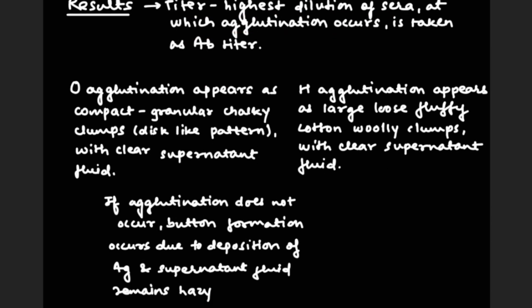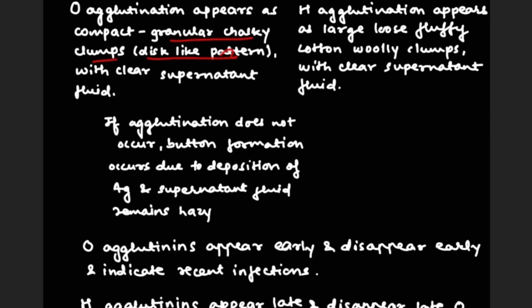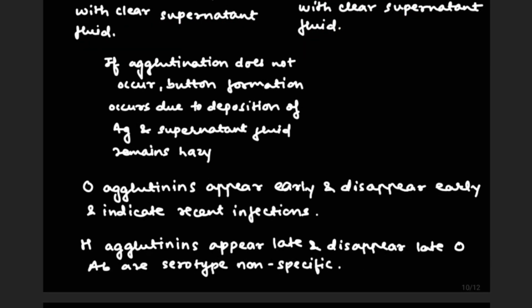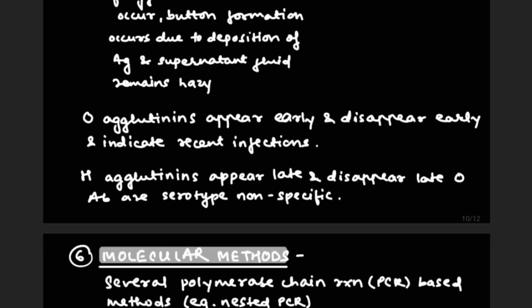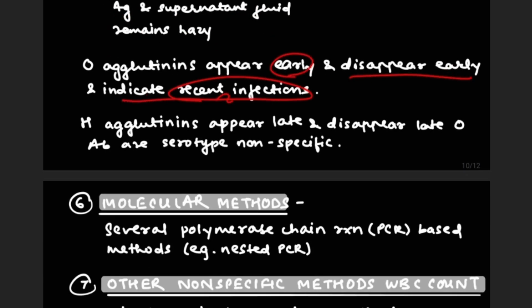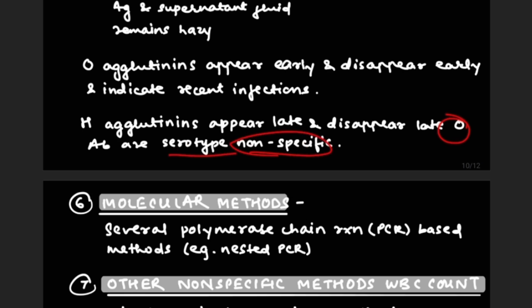Then O antigen appears as compact granular chalky clumps, disc-like pattern with clear supernatant fluid, and H antigen will appear as large loose fluffy cotton woolly clumps with clear supernatant fluid. Now if agglutination does not occur, then button formation occurs due to deposition of antigen, and the supernatant fluid remains hazy. O antibody appears early and disappears early, and it indicates recent infection, and H antibody appears late and disappears late. O antibodies are serotype non-specific. So this was all about the Widal test.